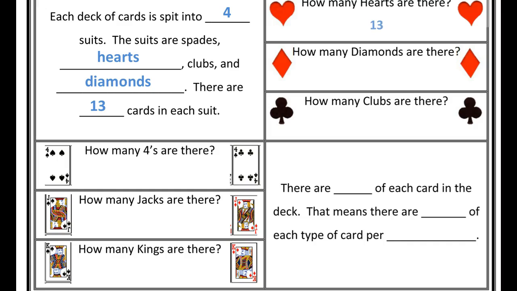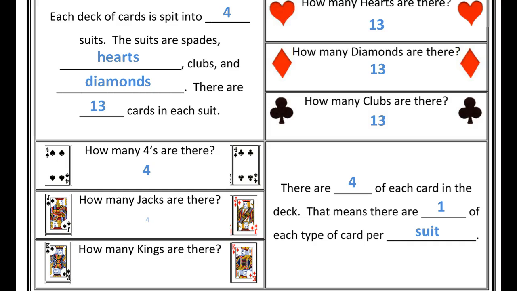So altogether there's 13 hearts, 13 diamonds, 13 clubs, and 13 spades. There are 4 of each card in the deck. That means there's 1 of each type of card per suit. So altogether there's 4 fours. There's 4 of hearts, 4 of clubs, 4 of diamonds, 4 of spades.